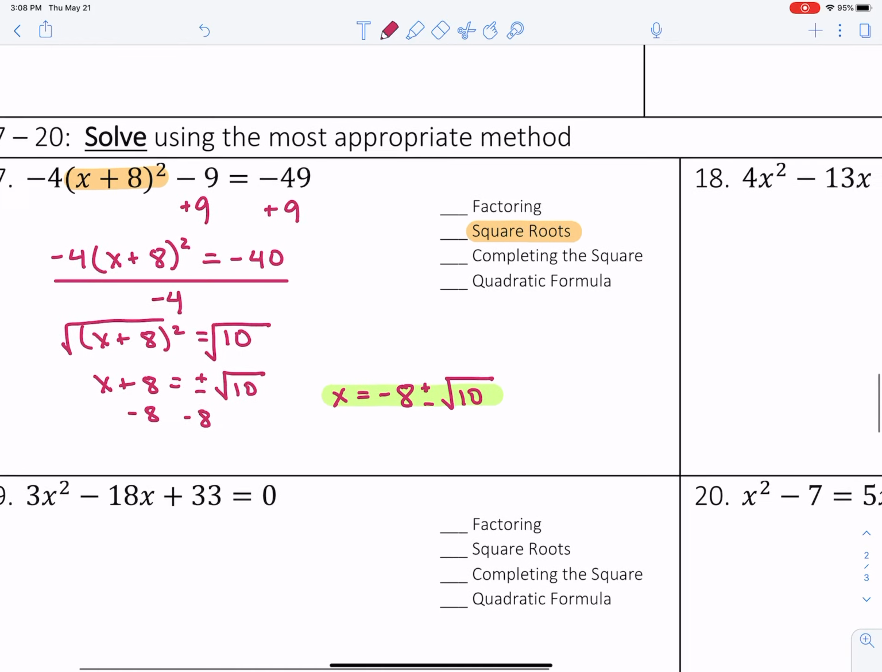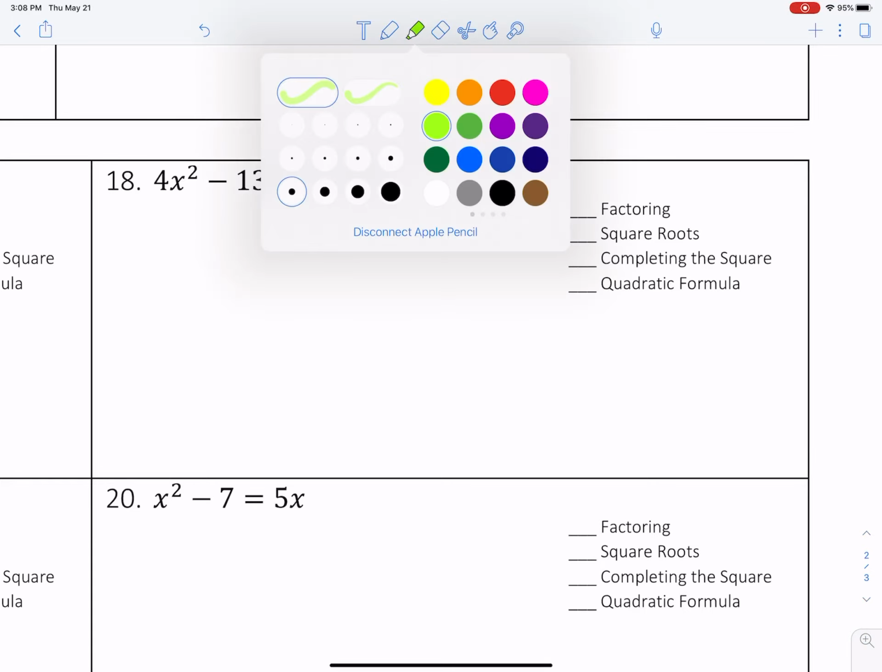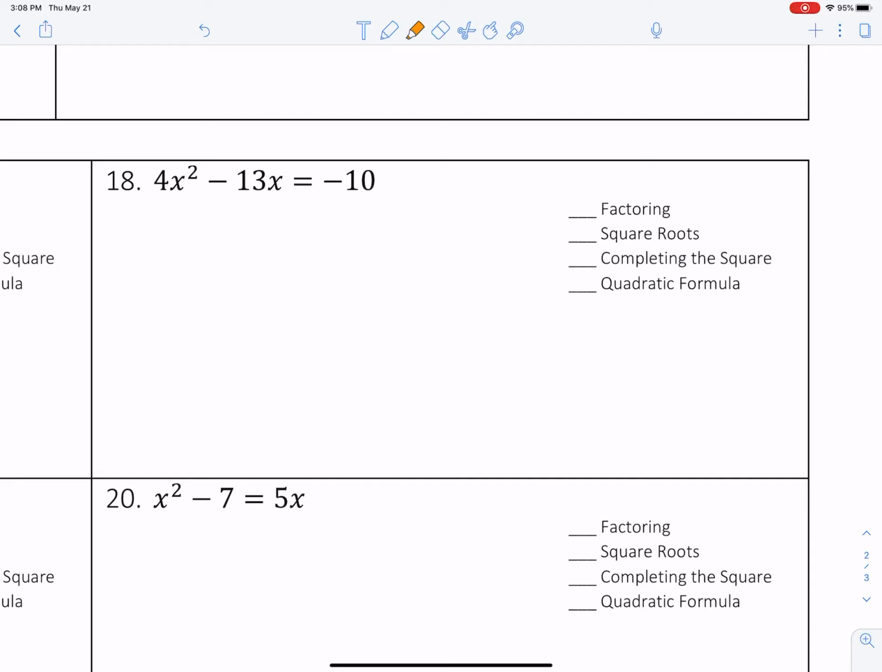Okay. And again, I'm going to go fast on these because I'm hoping that you've already tried to solve them on your own. Looking at this one, I have a bx term. I can't use square roots. In order to set my other factors equal to 0, I have to move this 10 over to the other side. 4x squared minus 13x plus 10 is equal to 0.